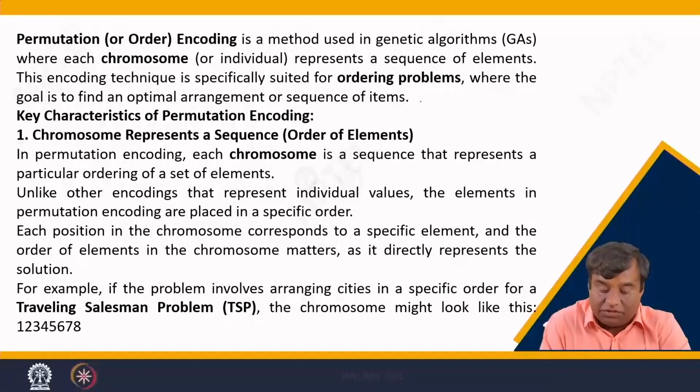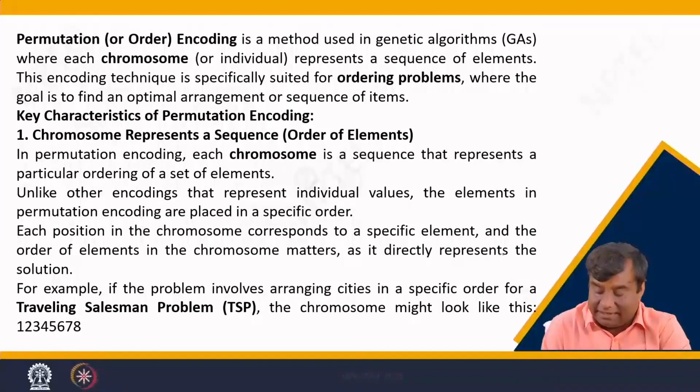Some key characteristics of permutation encoding. The chromosome represents a sequence, that is, an order of elements. In permutation encoding, each chromosome is a sequence that represents a particular ordering of a set of elements. Unlike other encodings that represent individual values, the elements in permutation encoding are placed in a specific order. Each position in the chromosome corresponds to a specific element, and the order of elements matters as it directly represents the solution.